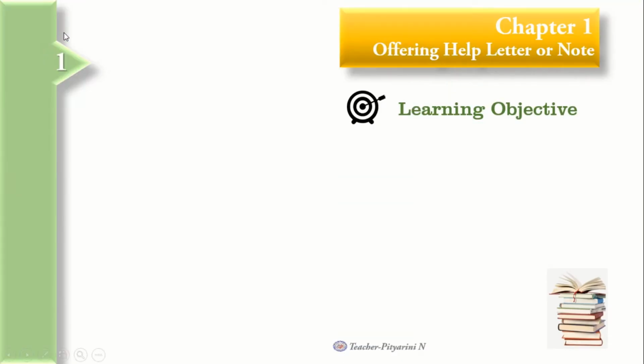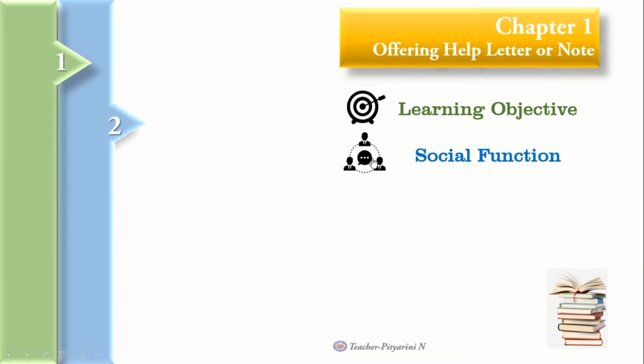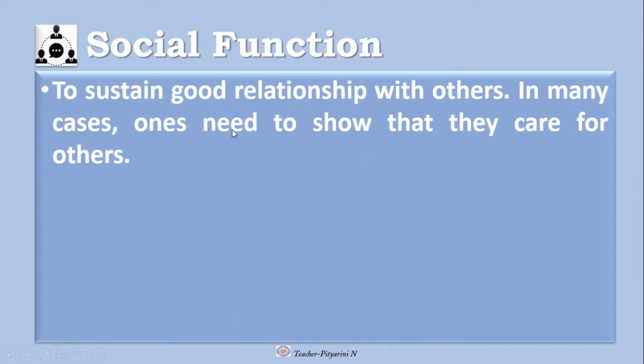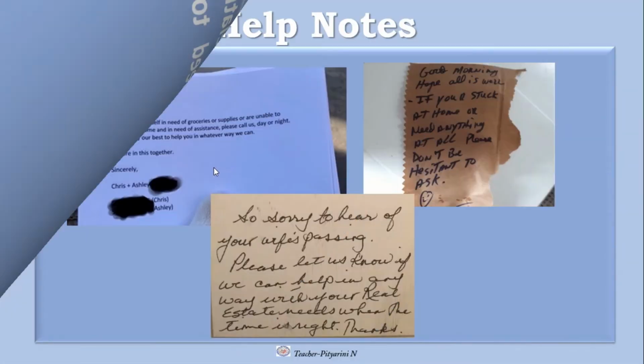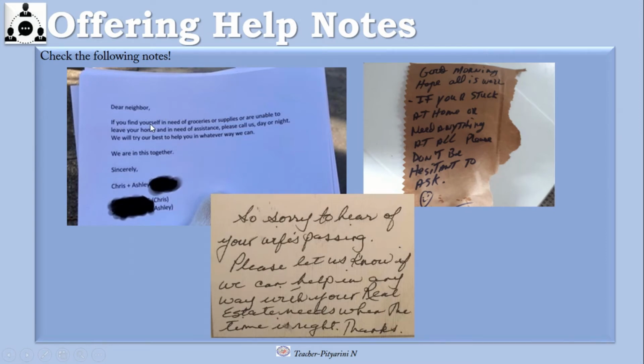Now, let us see the social function of offering help letter or note. People write offering help letter or note to sustain good relationship with others. In many cases, one needs to show that they care for others. Now let us see some example here. Some people write notes for their neighbor or close friends to offer help. Here is a note to a friend who's just losing his wife.